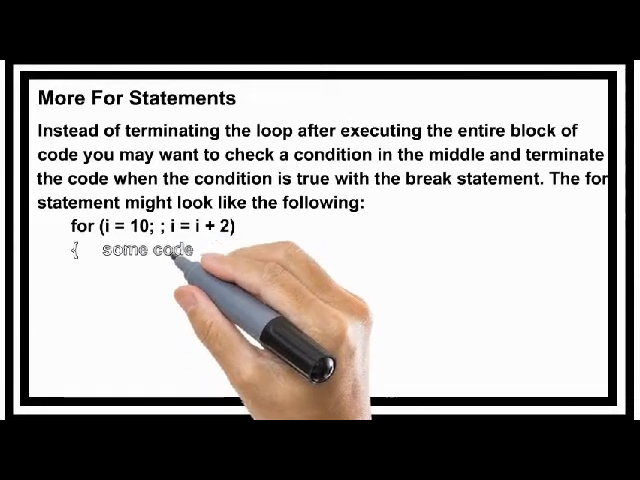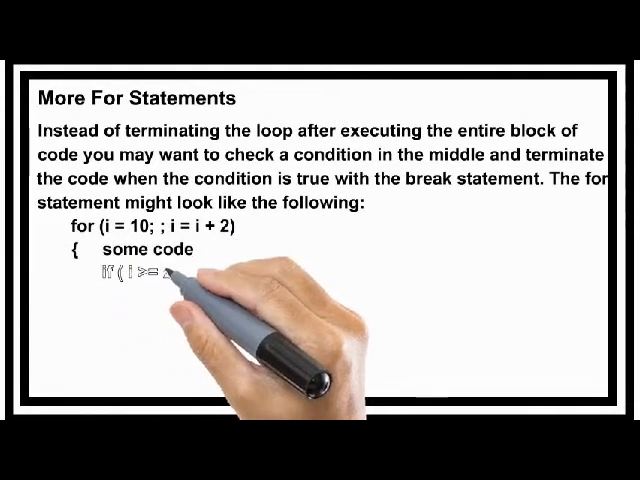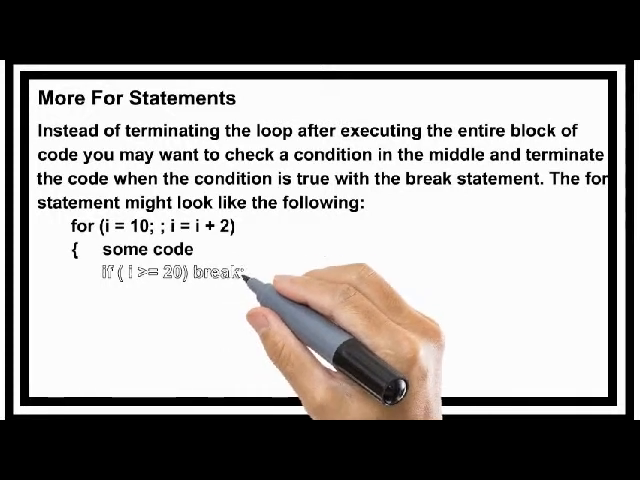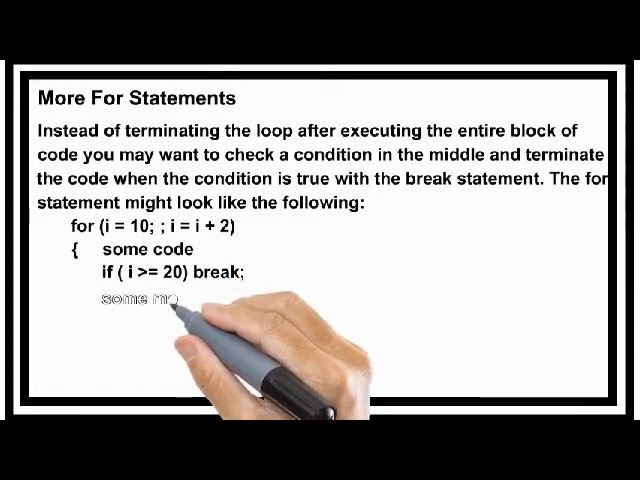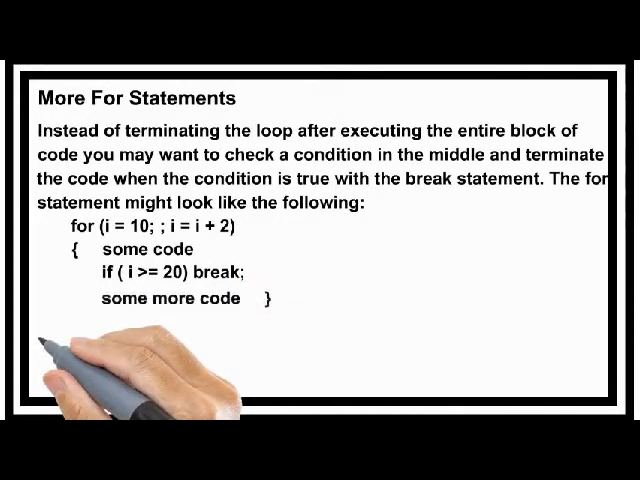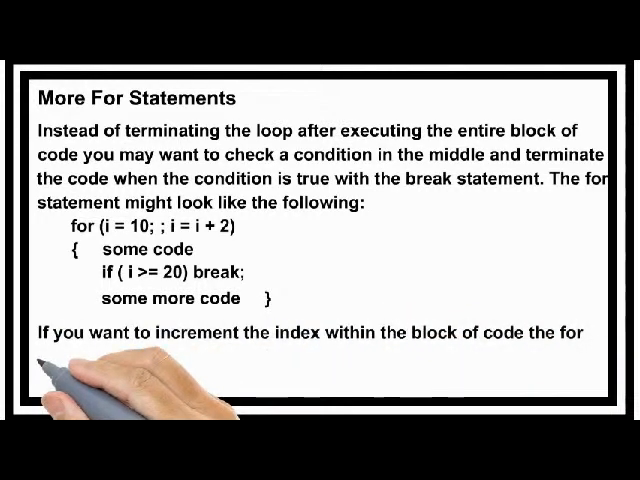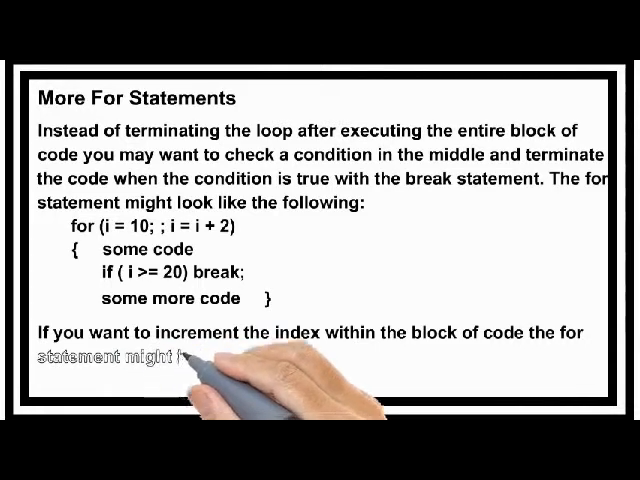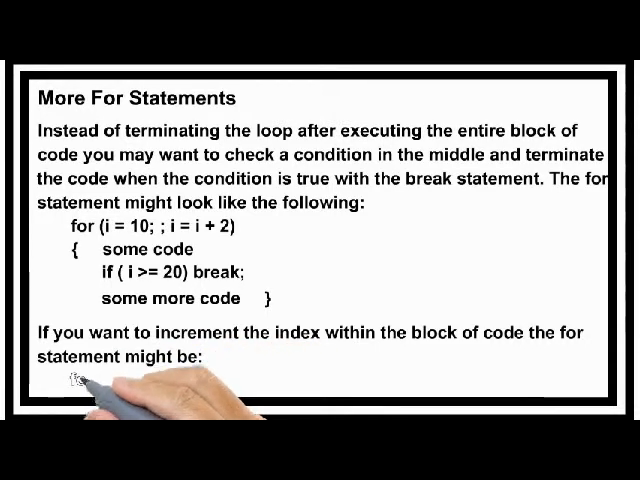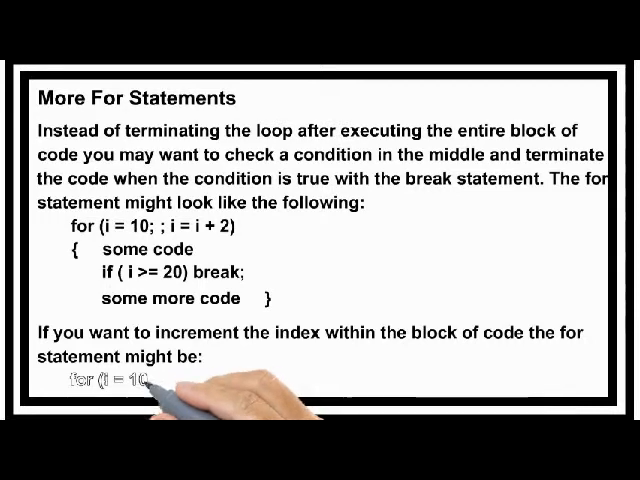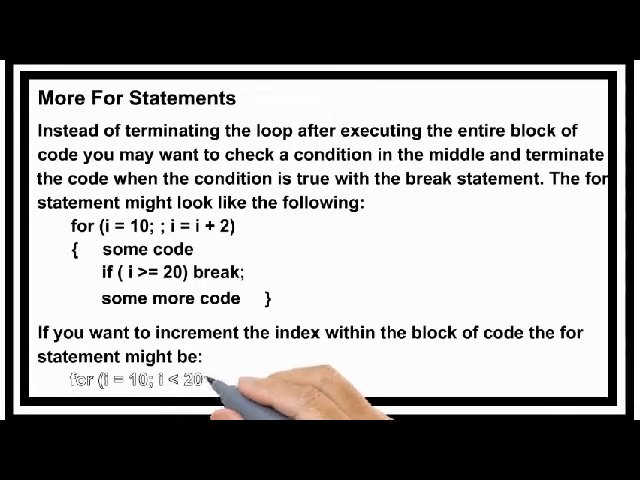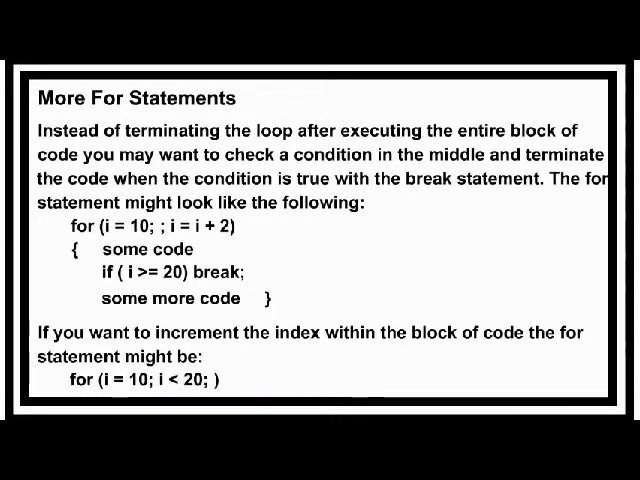Left curly bracket, some code. If i greater than or equal to 20, break, semicolon. Some more code, right curly bracket. If you want to increment the index within the block of code, the for statement might look like for, left paren, i equals 10, semicolon, i less than 20, semicolon, right paren.